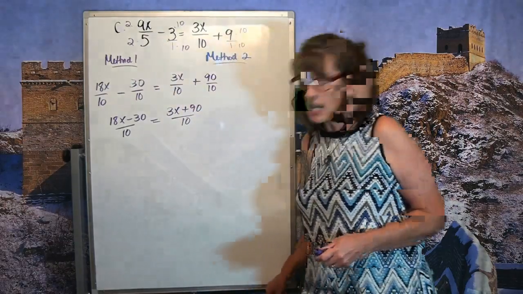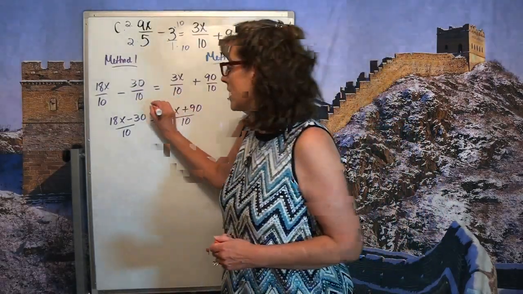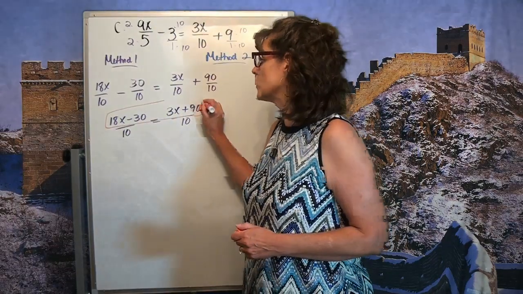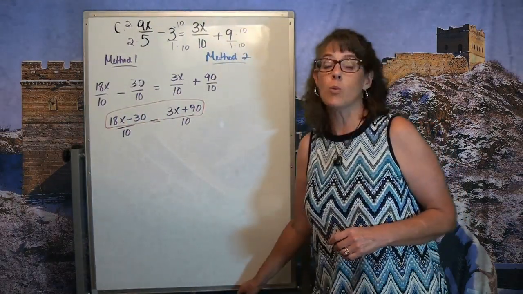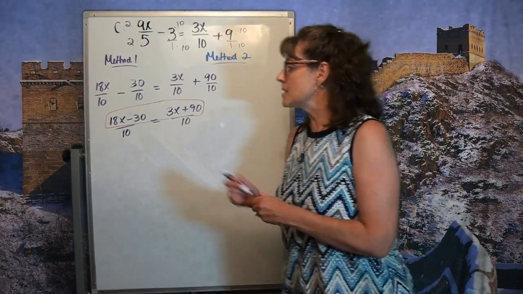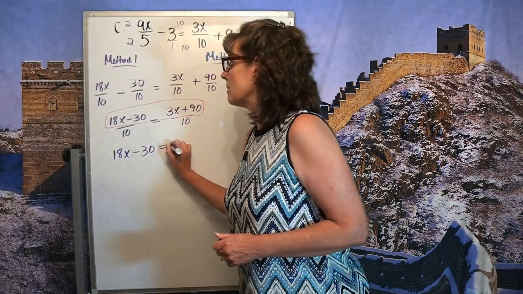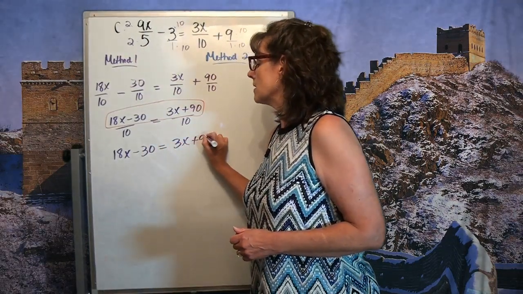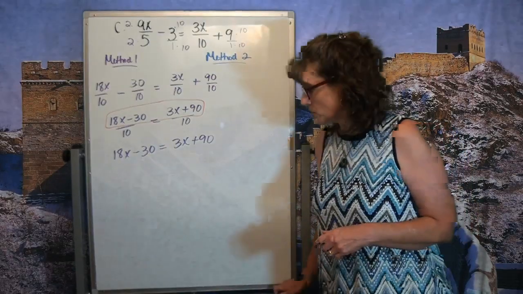So like we have said, every single time when those denominators are the same and the fractions are equal, what does that mean about these numerators? Yes, they have got to be equal. So that 18x minus 30 has got to be the same as the 3x plus 90. And yet again, I have an equation that's pretty easy to solve. You know what to do with this stuff.